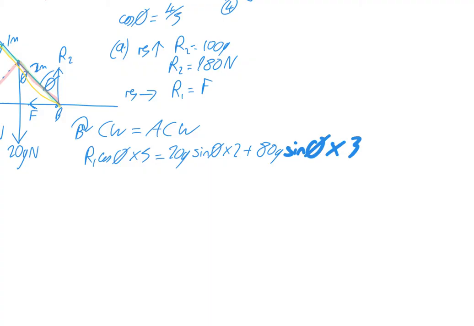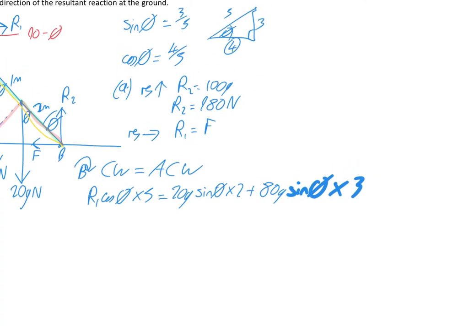So if we work with that then, we've got all those values, so we just want to put all those things in. So 4 over 5, cos phi, remember, was 4 over 5. So that's going to be R1 times 4 over 5 times 5. That's just going to be 4 times R1. And then is equal to, over here, we've got our 20g. If you do all that, that's going to work out to be 20 times 9.8 times our 3 over 5 times 2 plus 80 times 9.8 times 3 over 5 times 3.